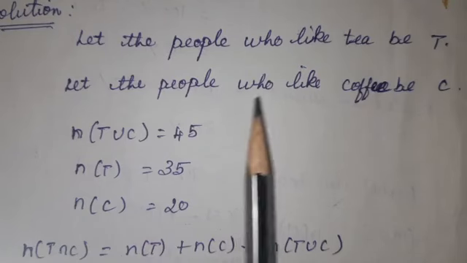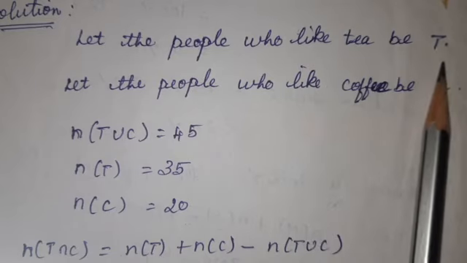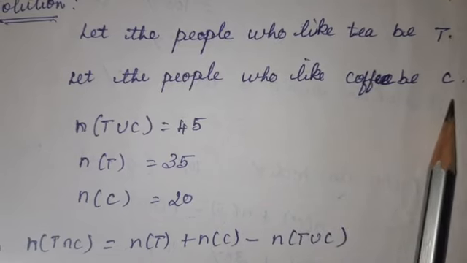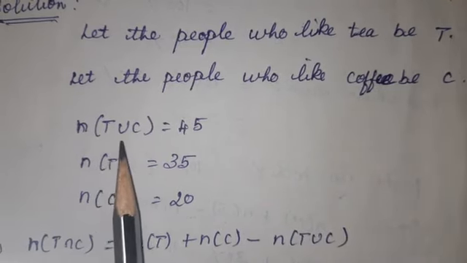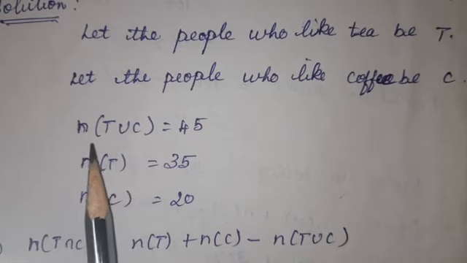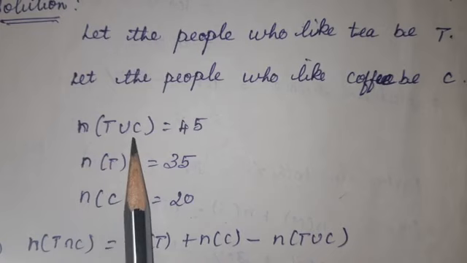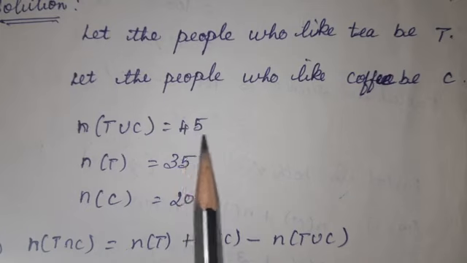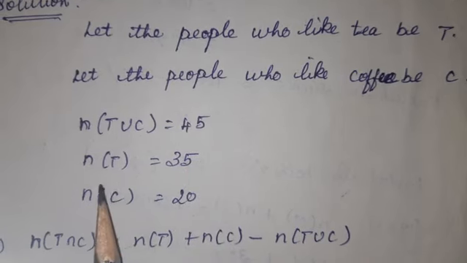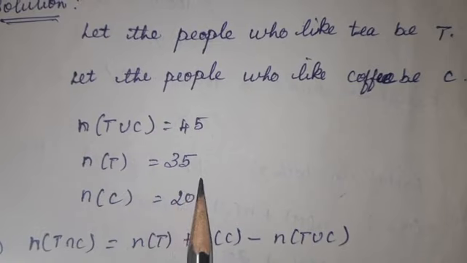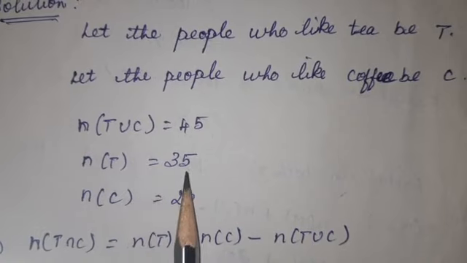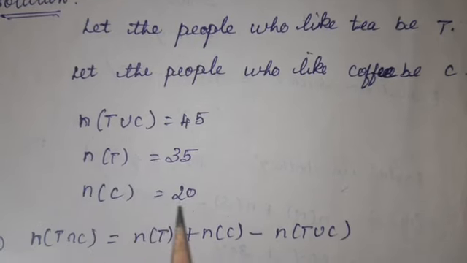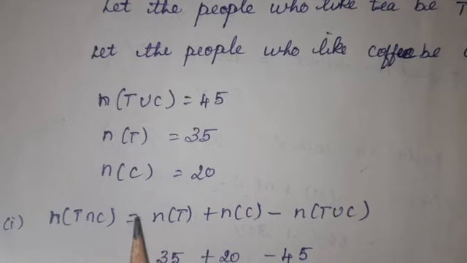Solution. Let the people who like tea be capital T, and let the people who like coffee be capital C. In our question, the given is a party of 45 people, that is n of T union C. This is tea union coffee is equal to 45 people. Next, n of T is equal to 35, the number of people who like tea. And n of C is equal to 20, the number of people who like coffee.